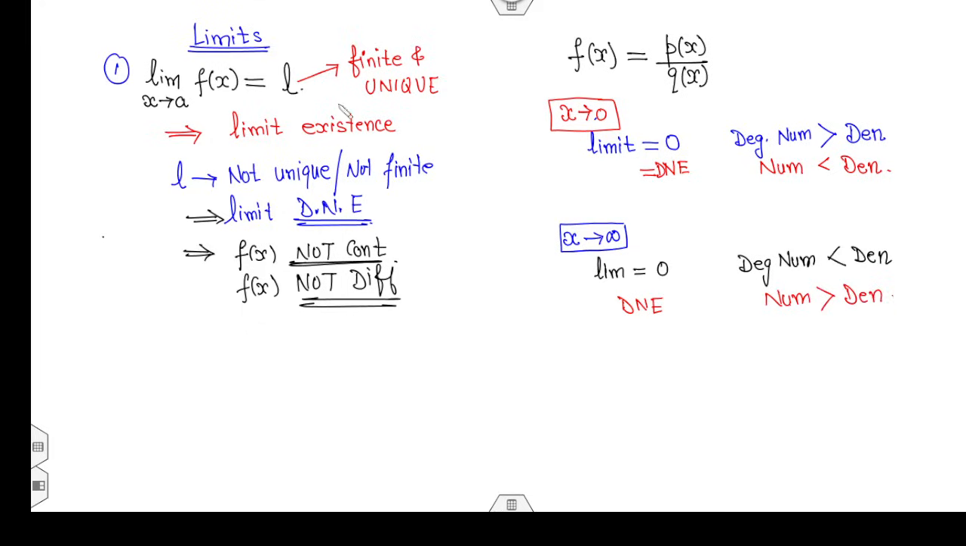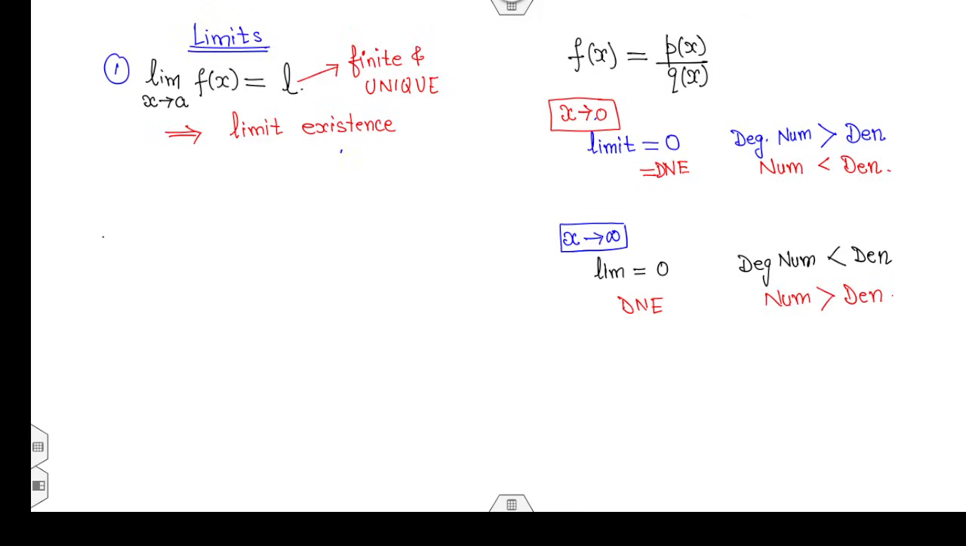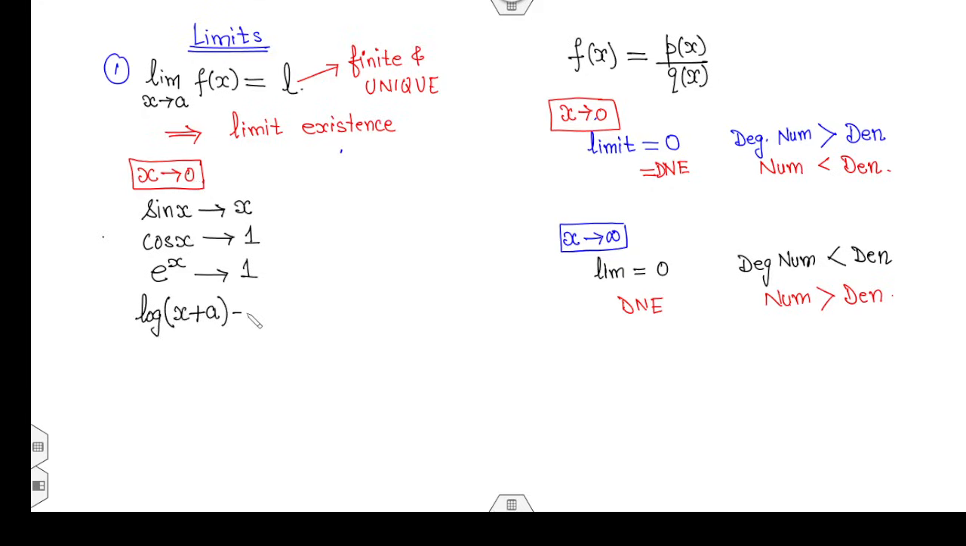Similarly, the limit does not exist when the numerator degree is greater than the degree of the denominator. Is it okay? Second concept: whenever you want to calculate the limit as x approaches 0, wherever the term sin x appears, you can replace it by x only. Wherever cos x appears, you can replace it by 1 only. Wherever e^x appears, you can replace it by 1. Wherever log of x appears, as x approaches 0 it is not defined, so whenever log(x plus a) appears, you can replace it by log a.